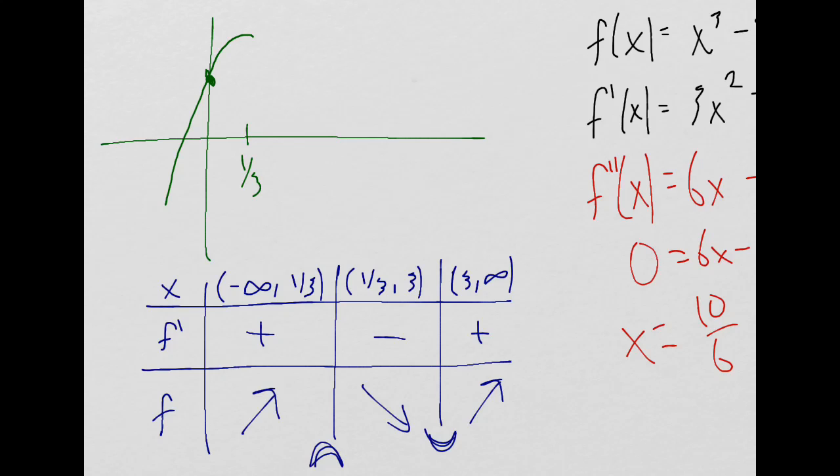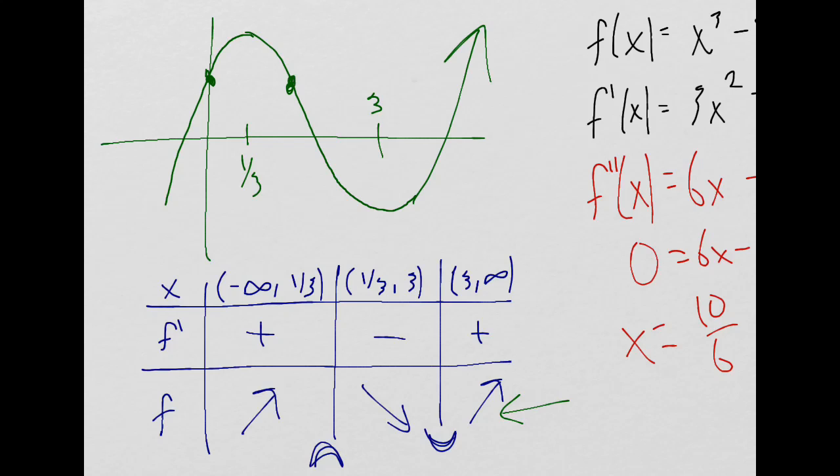This isn't going to be to scale at all. And then I know that it's going to be decreasing until we get to x equals 3. So I'm going to go like this. I'm going to label that as 3. And then it increases forever after that. That's what this arrow tells me.